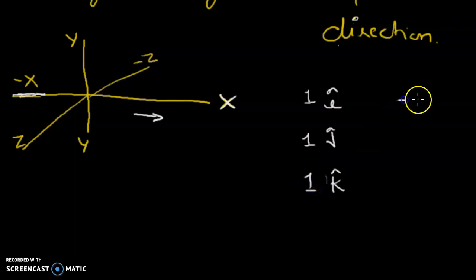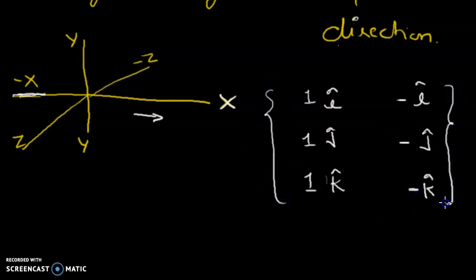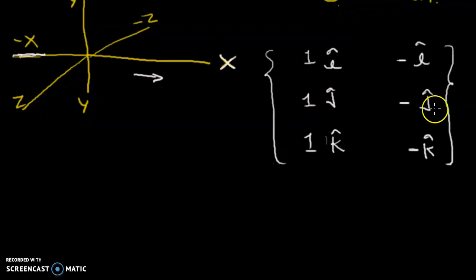If I need to represent the negative x-axis, negative i cap, negative downwards is negative j cap, and negative k cap. So there are these 6 unit vectors, but fundamentally I need only 3 to represent direction. That is the resolution of a vector, and the unit vector plays a very important role in that as well. I'll tell you how resolution of a vector and these unit vectors are linked, but first let's focus on the unit vectors more.